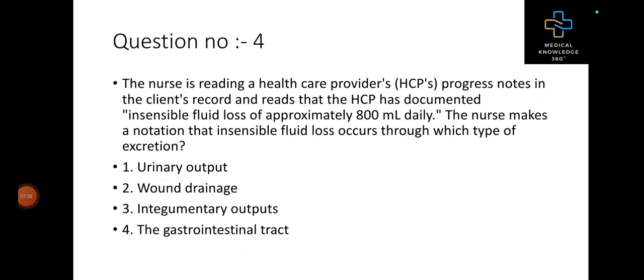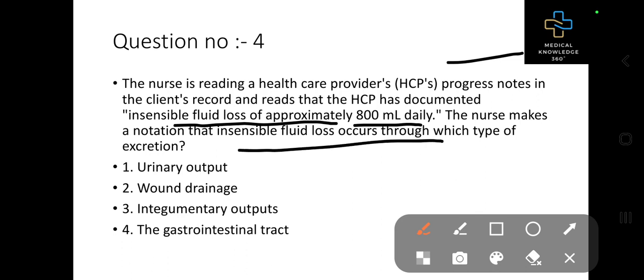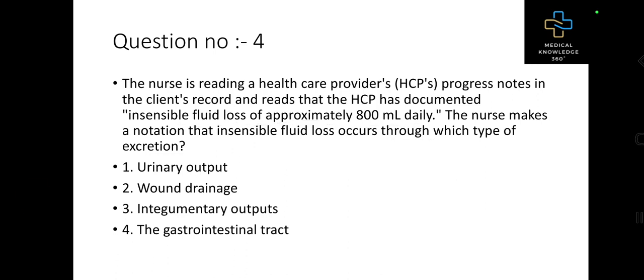Here, the question asks that a nurse is reading a healthcare provider's progress note and the client record. The HCP has documented an insensible fluid loss of approximately 800 ml daily. So, the nurse makes a notation that insensible fluid loss occurs through which type of excretion. The right answer for this question is integumentary output. That is, insensible losses may occur without the person's awareness.